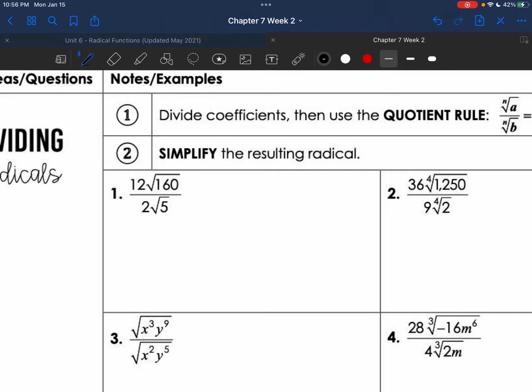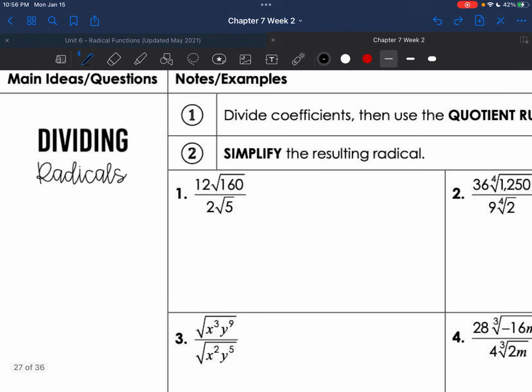Here, I have square roots, and right away, the square root of 5 on the bottom cannot be simplified. I can't pull it out. However, if I combine this and I do 12 divided by 2, and I put this whole thing under one radical, because I have matching indices of 2, and I have 160 divided by 5.